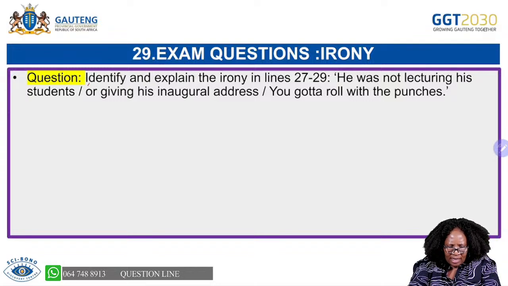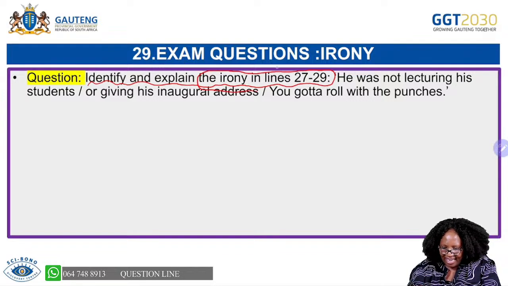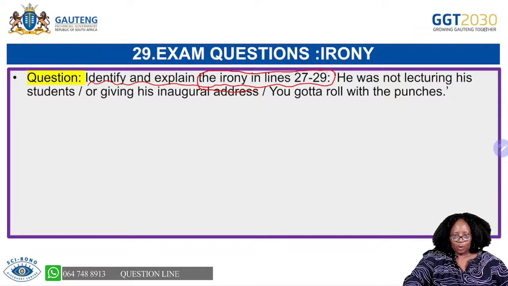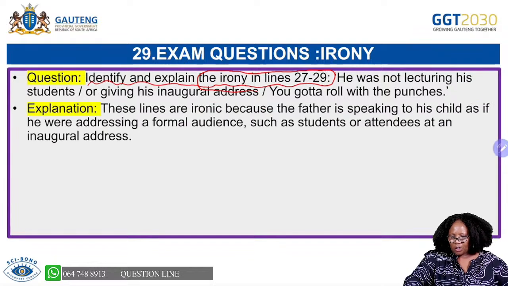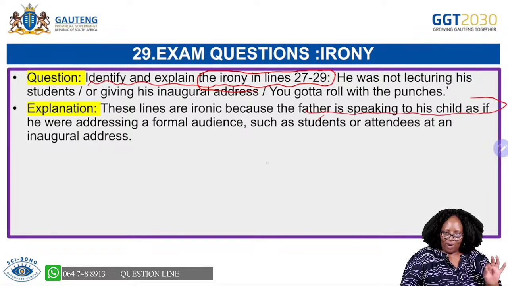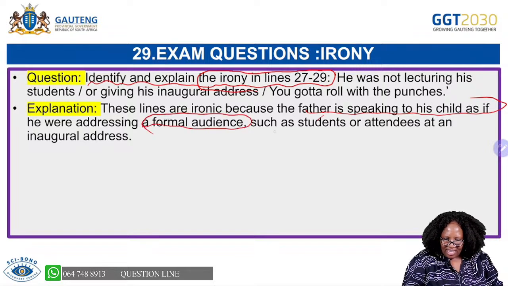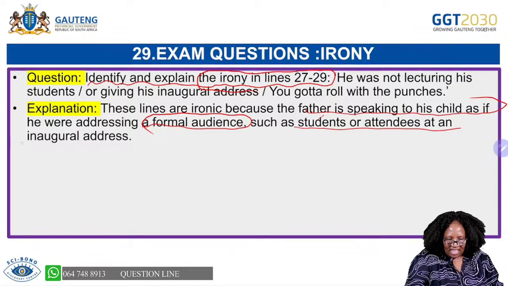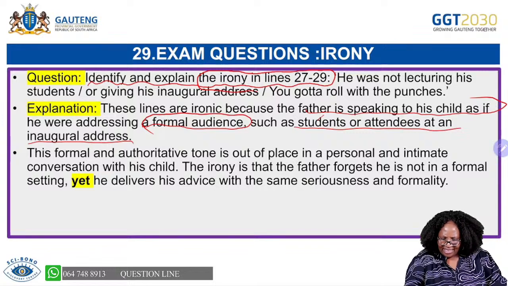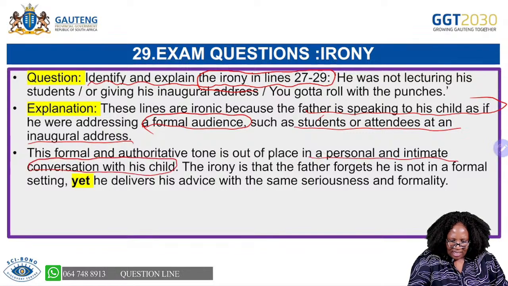Now we are going to ask you to identify and explain irony in the lines. In lines 27 to 29, I'm reading lines 27 to 29: "He was not lecturing his students or giving his inaugural address. You got to roll with the punches." These lines are ironic because the father is speaking to his child as if he were addressing a formal audience, such as students and attendees at an inaugural address. This formal and authoritative tone is out of place, isn't it? Out of place in a personal and intimate conversation with a child.